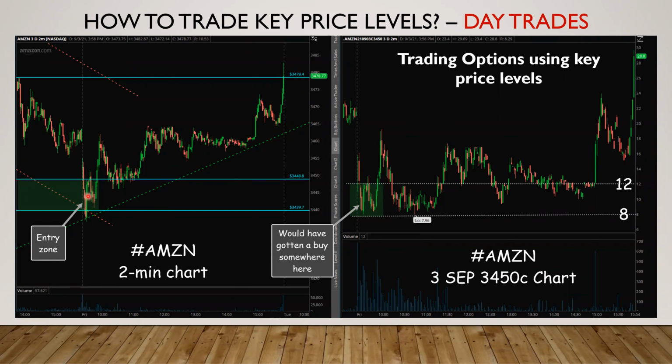So this is a setup where we are going to enter a trade based on the key price level between this and this key price level. Okay, so that gives you a good idea.